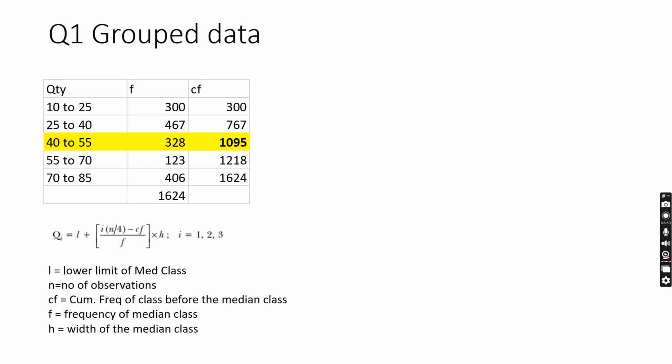Now, how do we find the Q1 class? The simple formula for that would be: Q1 position is equal to 1 into n divided by 4. And if I want to calculate Q3, it would be 3 into n divided by 4.